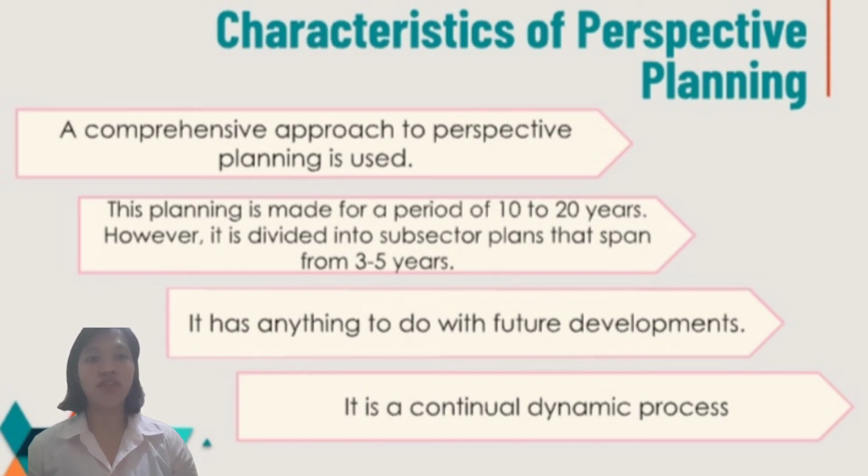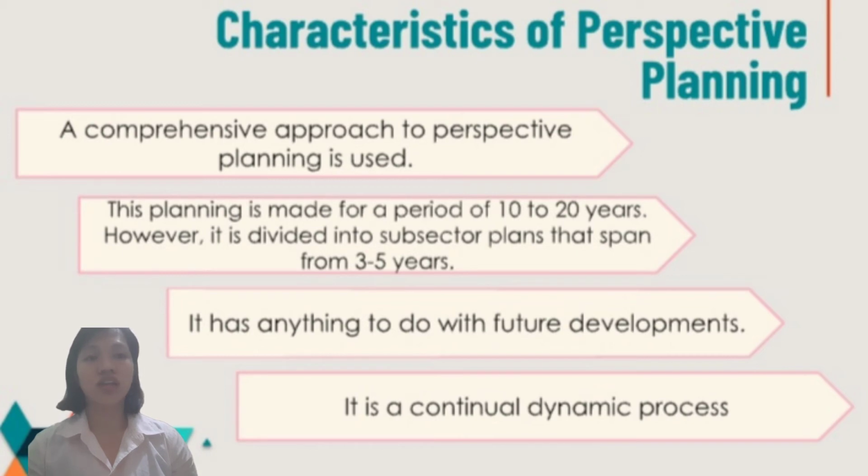Number 2, perspective planning is prepared for a period of 10 to 20 years. However, this is divided into subsector plans spanning 3 to 5 years. Why? Because these subsectors need to be modified and evaluated on a regular basis. Also, this is to check if the plans prepared are still effective and efficient in that certain time bound.